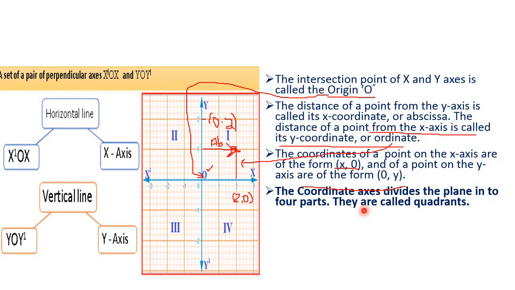Then the coordinate axes divide the plane into 4 parts. They are called quadrants: first quadrant, second quadrant, third quadrant, and fourth quadrant.